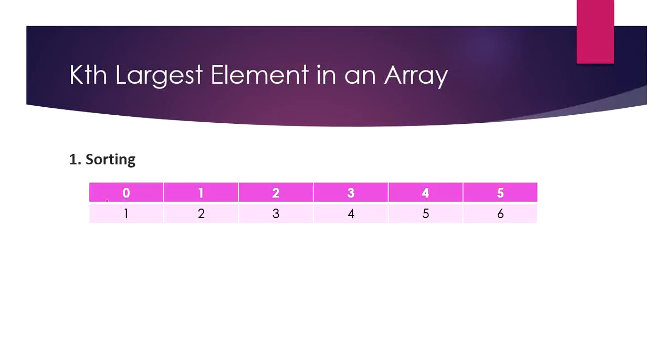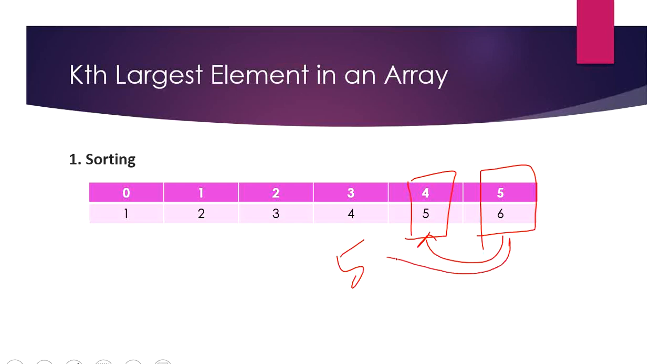So here once the array is sorted, it is very clear where the second largest element is. The first largest element is at the last position as the array is sorted, and the second largest element is at the last but one position. So here our output is 5. For example, if we want the third largest element, it is at the third place from the last index.